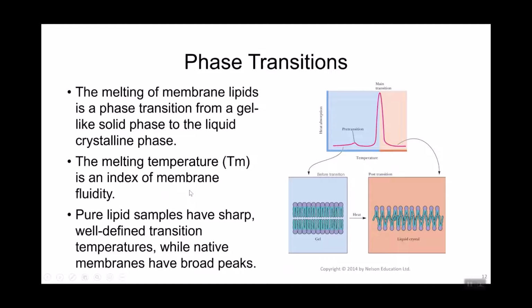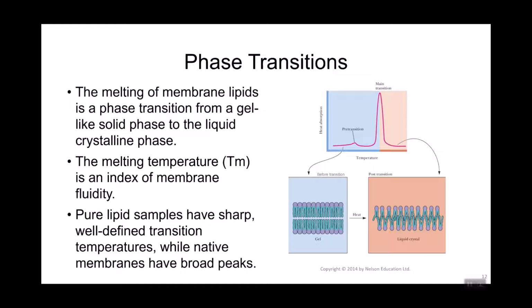One way we can characterize lipids in biological membranes is by measuring the phase transition. So looking at how much energy is needed to go from that gel-like solid phase to a liquid crystalline phase, kind of like if you were melting the membrane or a sample of lipids.